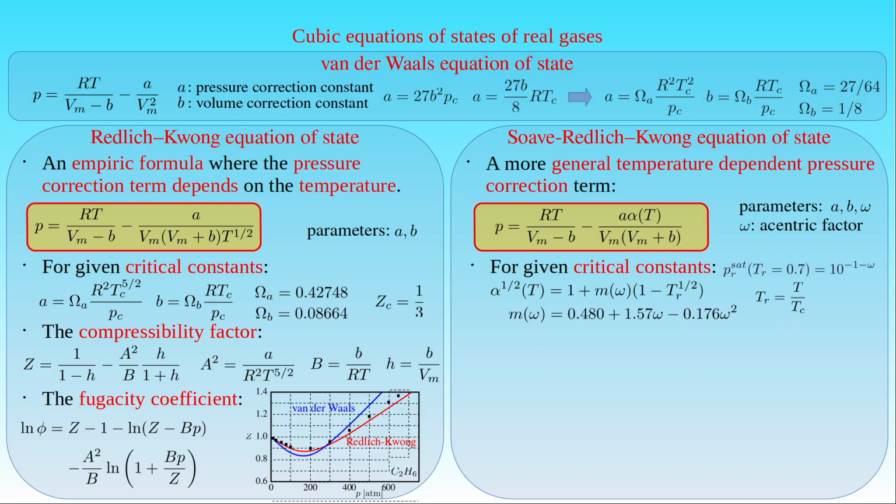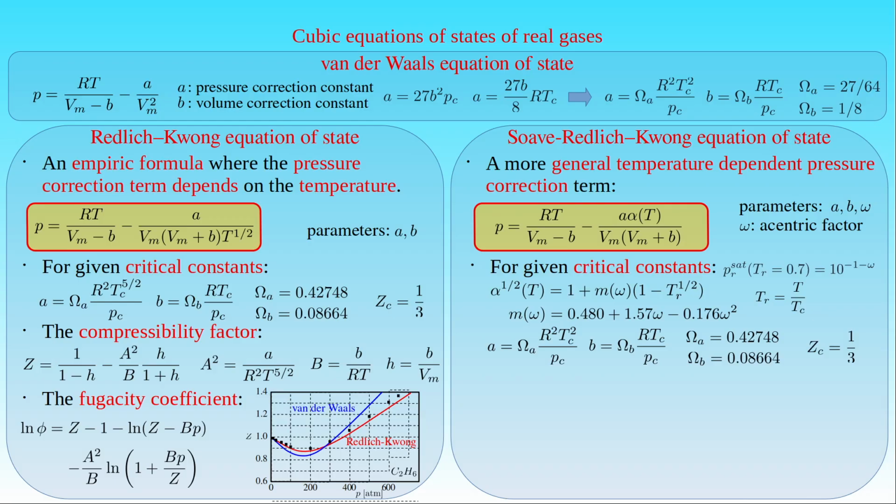Here the pressure and volume correction constants A and B expressed in terms of the critical constants have the same form as in the case of the van der Waals equation of state, but the constants omega A and omega B are equal to those of the Redlich-Kwong equation of state. The critical compressibility factor is also the same, that is Zc is given by 1 over 3.